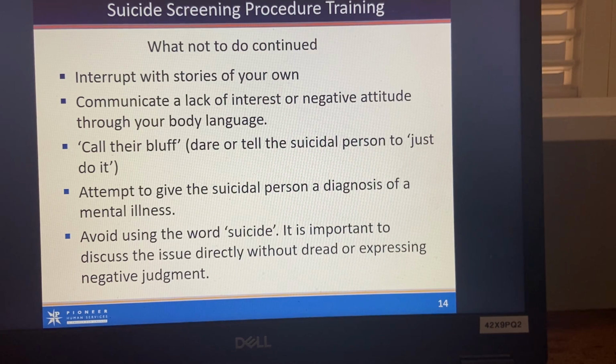Again, this goes to one of the first points that I made. When we talk about suicide, when we allow a client to be vulnerable and to share their thoughts and feelings, we are building that trust. And in the same way, we are reducing stigma as well as preventing suicide from happening.